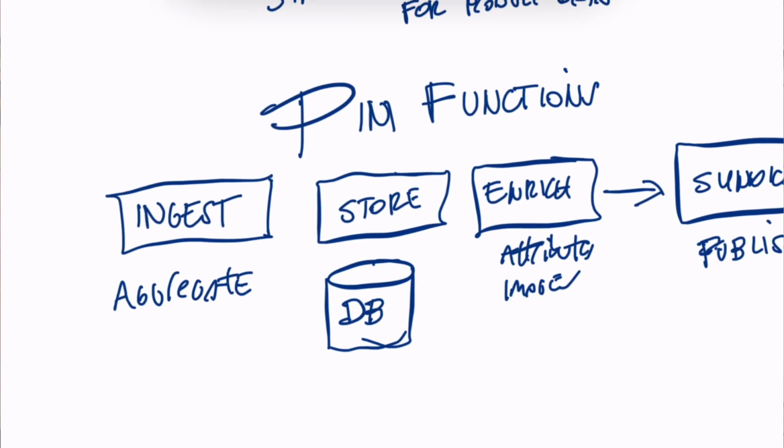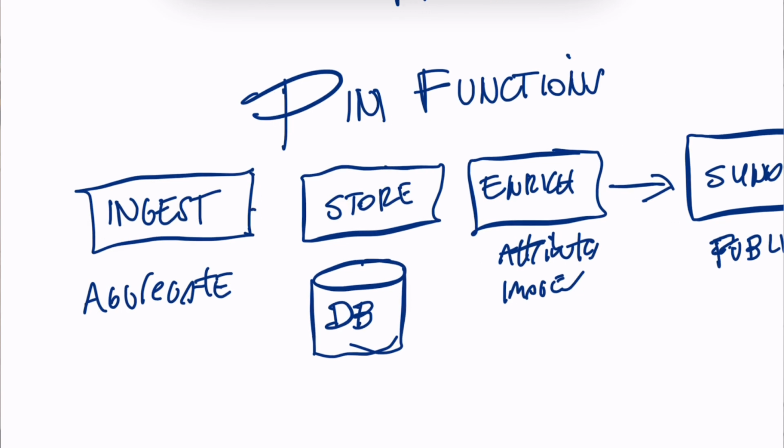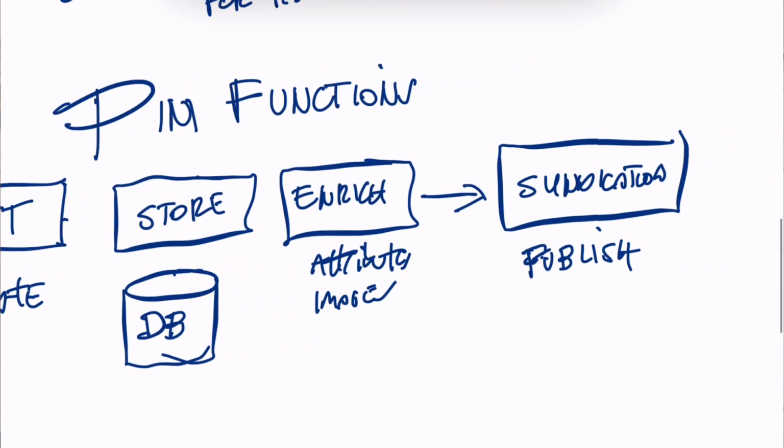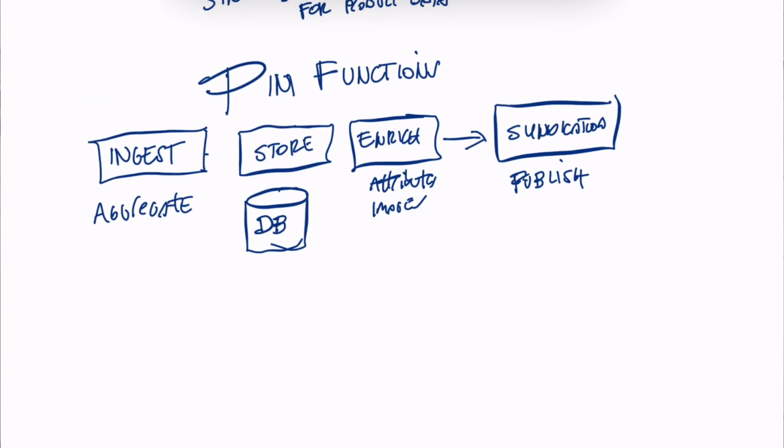So data has to be brought in so that we can store it, so we can enrich it, so we can get it out, right? So data in, have a place for it to sit, let's make the data better, and then let's publish that data out to everywhere that needs that, right? So those are the core PIM functions.